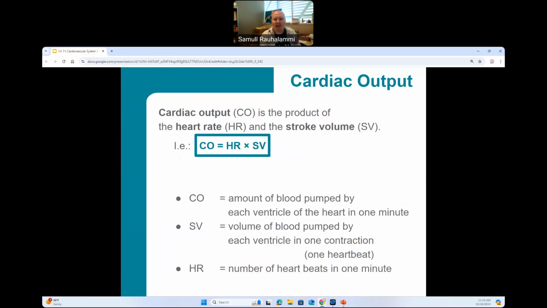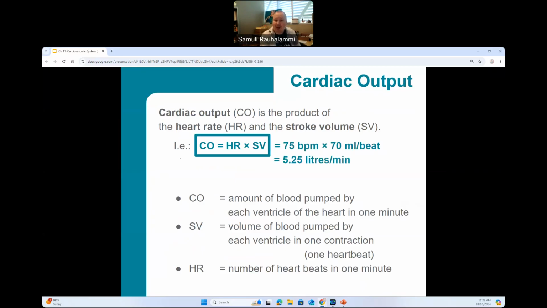So cardiac output is the amount of blood pumped by each side, so each ventricle of the heart, in 1 minute. And typically at rest, this would be about 5.25 liters per minute. Stroke volume instead is the volume of blood pumped by each ventricle in one contraction, so in each heartbeat. And typically this is about 70 milliliters. Heart rate then is the number of heartbeats per minute, and typically I would say it's about 75 beats per minute. So as we saw from the math, normally cardiac output is approximately 5.25 liters per minute.